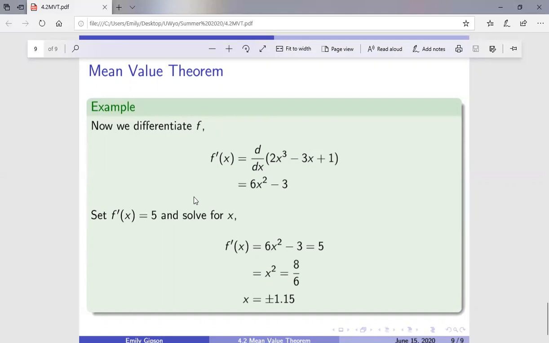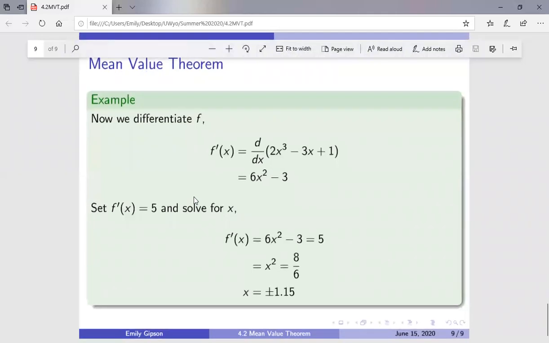And that's as simple as it is. The mean value theorem guarantees that at the points plus 1.15 and minus 1.15, our function has a slope of +5. That's it from me.